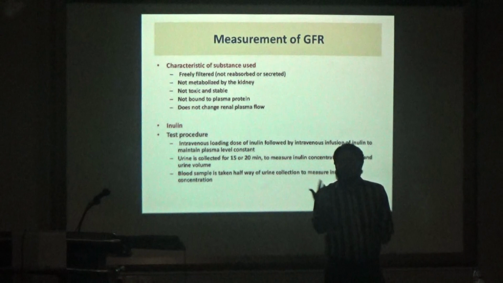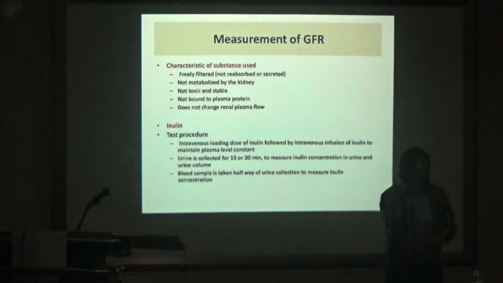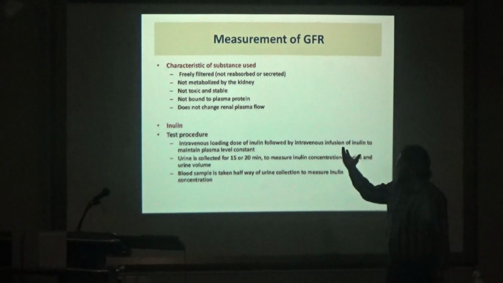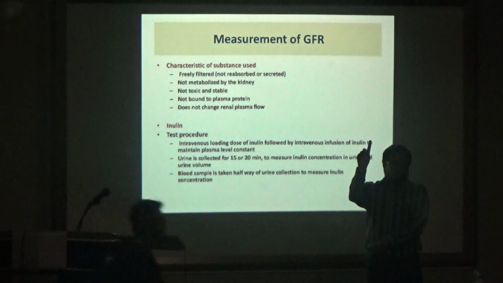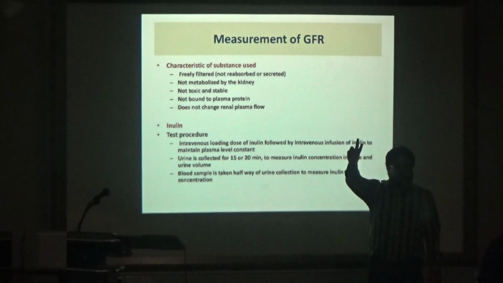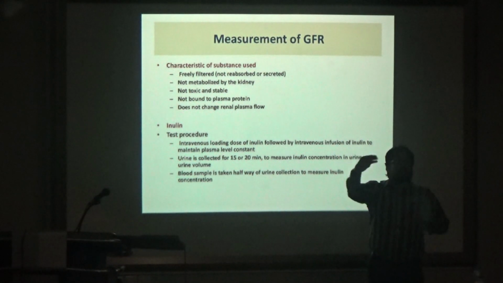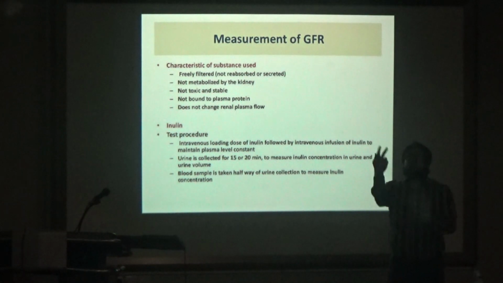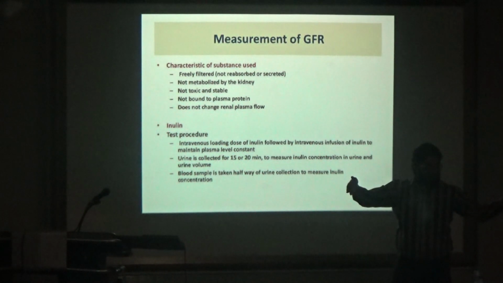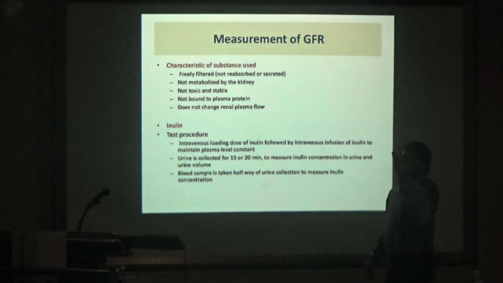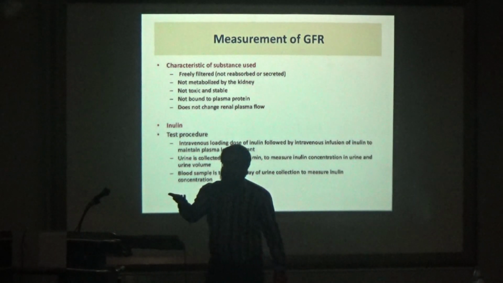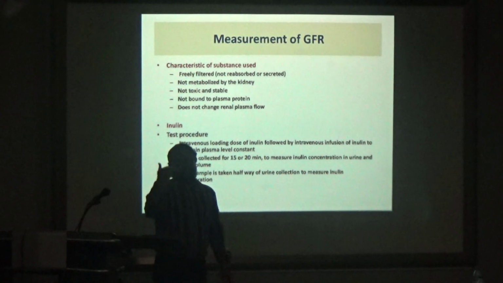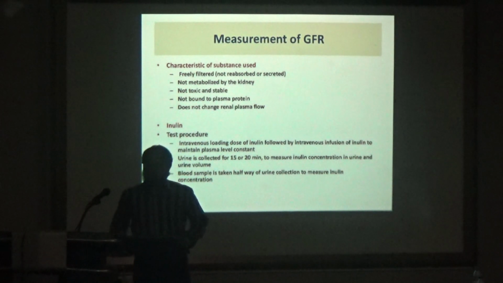Now you measure the concentration of the substance present in the urine. That way you get the urinary concentration of the substance. So you know the plasma concentration, you know the urinary concentration, and you also know the urine flow rate, like 200 milliliters in 2 hours. So 3 things you know. The 4th thing you can calculate is the clearance of the substance. That is the idea. But can we use all substances?